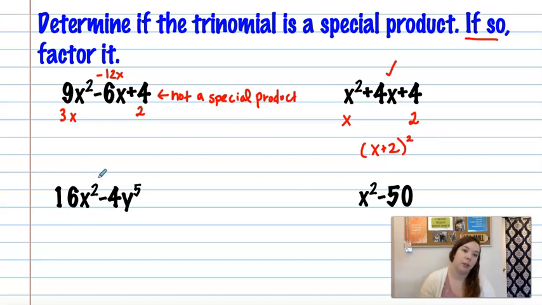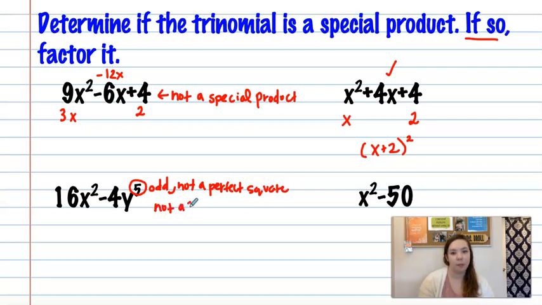Here, we have a difference of two squares. So we just have to verify, since it's only the two terms, that they're both perfect squares. So 16 is a perfect square. X squared, since it's even, is a perfect square. 4 is a perfect square. But this y to the 5th, since it's odd, it's not a perfect square, which is going to make it not a special product. And then because it's not a special product, we don't have to factor it.